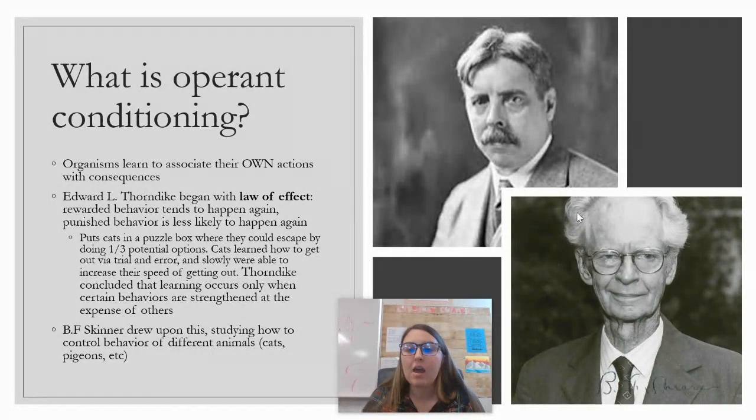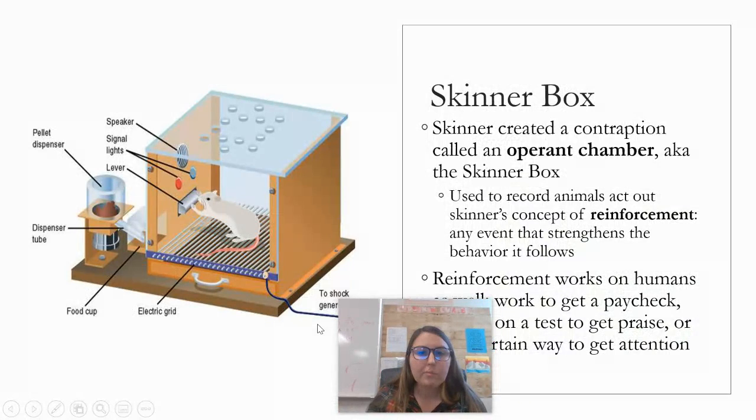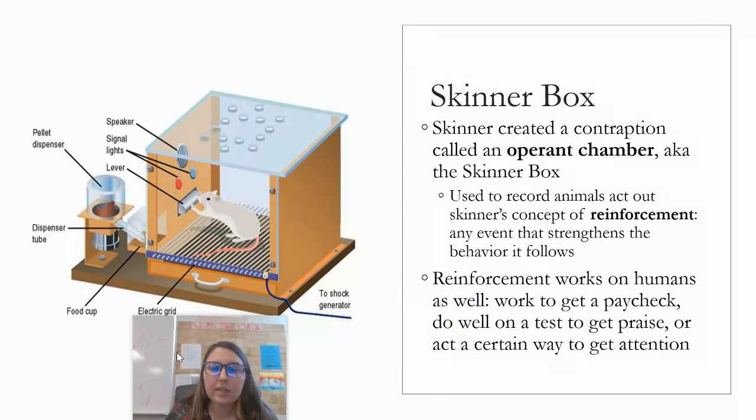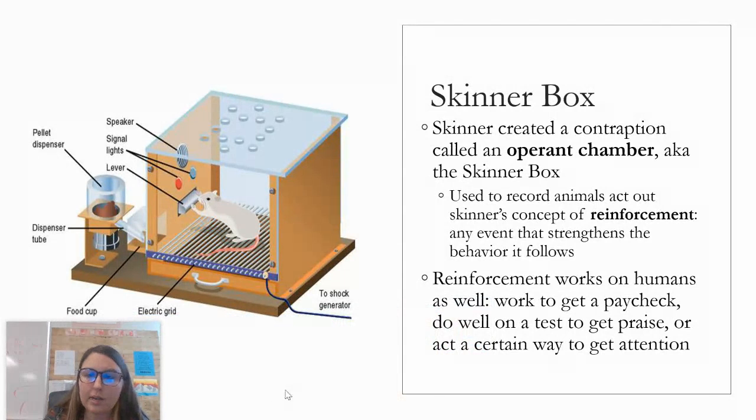Now this guy, B.F. Skinner, he is huge in operant conditioning and in psychology. And he drew upon this and he studied how to control the behavior of different animals, which we'll talk about in just a second. So Skinner was infamous for this box he created called the Skinner box, which the correct term is actually the operant chamber.